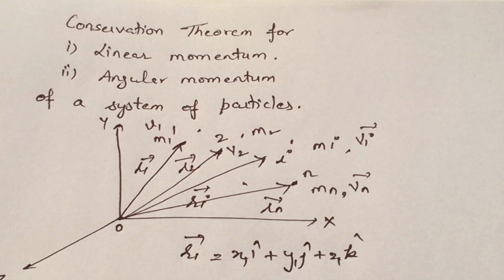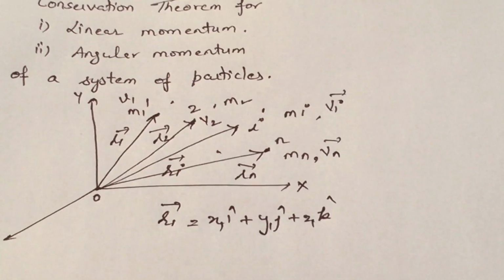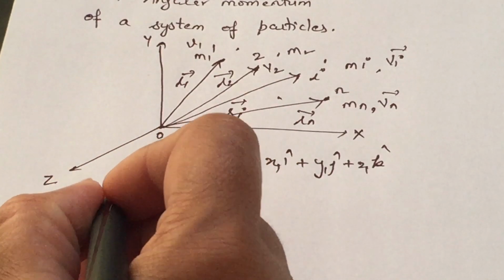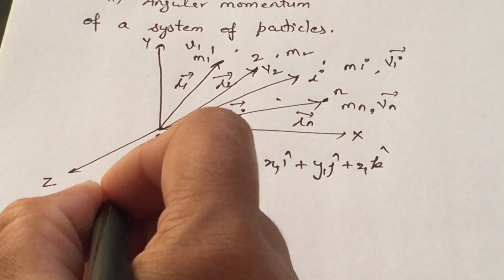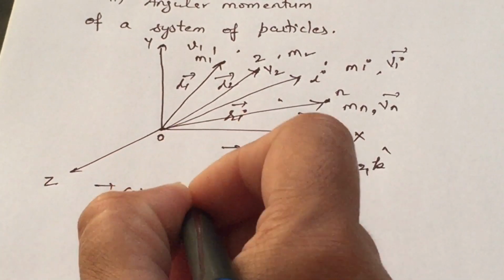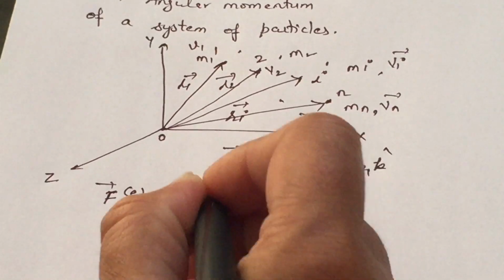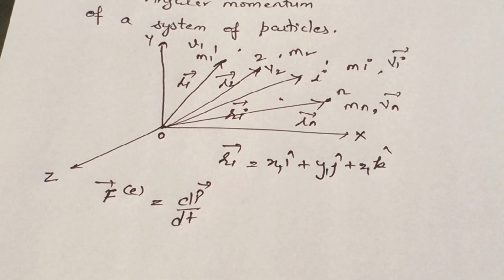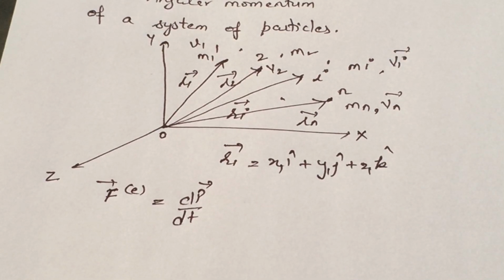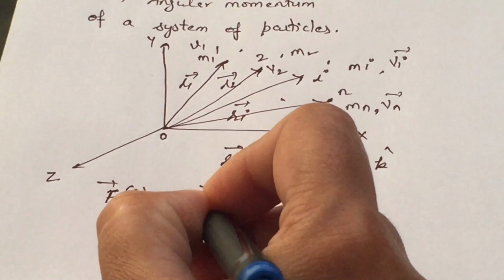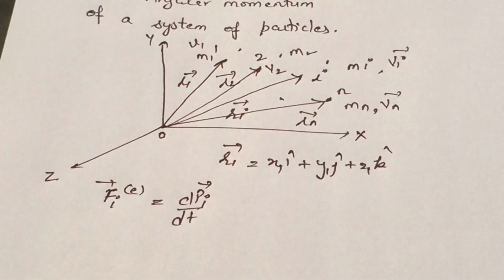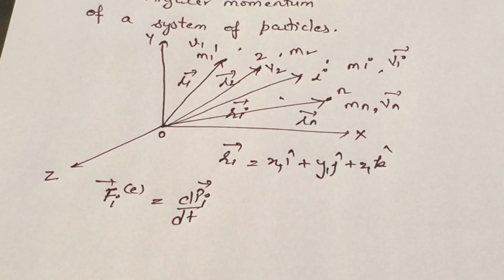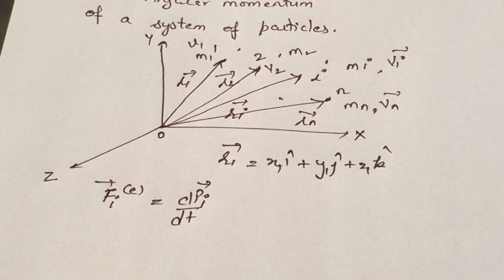First, we will discuss the conservation theorem for linear momentum for a many particle system. If we have a single particle, then the external force applied on the particle is equal to the rate of change of the momentum of that particle with respect to time. But now we have a large number of particles here. Let us consider this is the external force on the ith particle. Then the external force on the ith particle will make a change in the position vector of the ith particle.